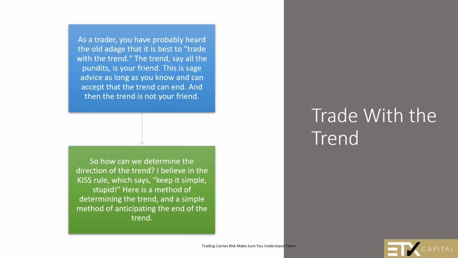Now, as a trader, you have probably heard the old adage that it's best to trade with the trend. The trend, say all the pundits, is your friend. This is sage advice as long as you know and can accept that the trend can end at any time, and then the trend is not your friend any longer. So how can we determine the direction of the trend? I believe in the KISS rule, keep it simple, stupid. So here's a method for determining the trend and a simple method of anticipating the end of the trend.